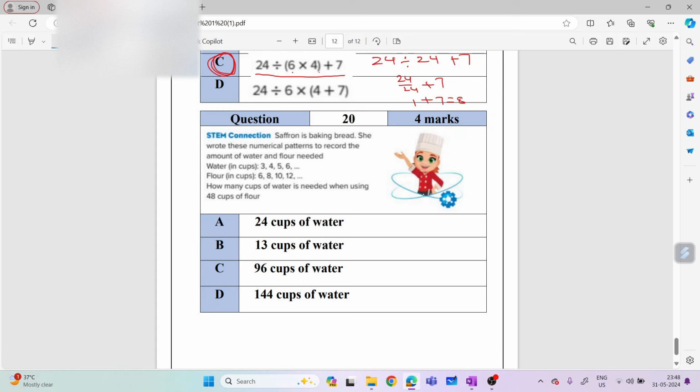See here, STEM connection. Saffron is baking bread. She wrote this numerical pattern to record the amount of water and flour needed. Water is this. Flour is this. See the numerical pattern. You see 3 cups of water, 6 cups of flour. So 3 times 2 is 6. So this is the formula we derive. How many cups of water are needed when there are 48 cups of flour? You don't know water. So water times 2 equals 48, divided by 2 on both sides. Water equals 24 cups. 2 one time, 2 two times, 4 times. So 24 cups.